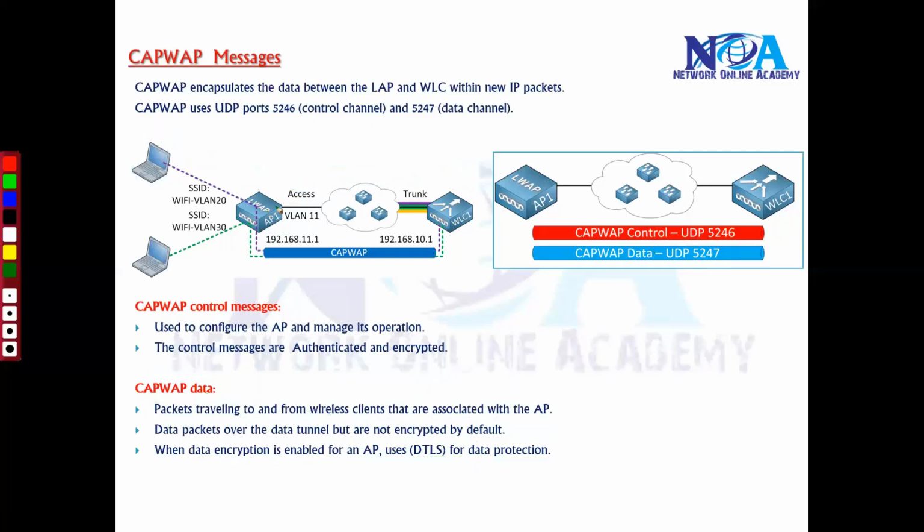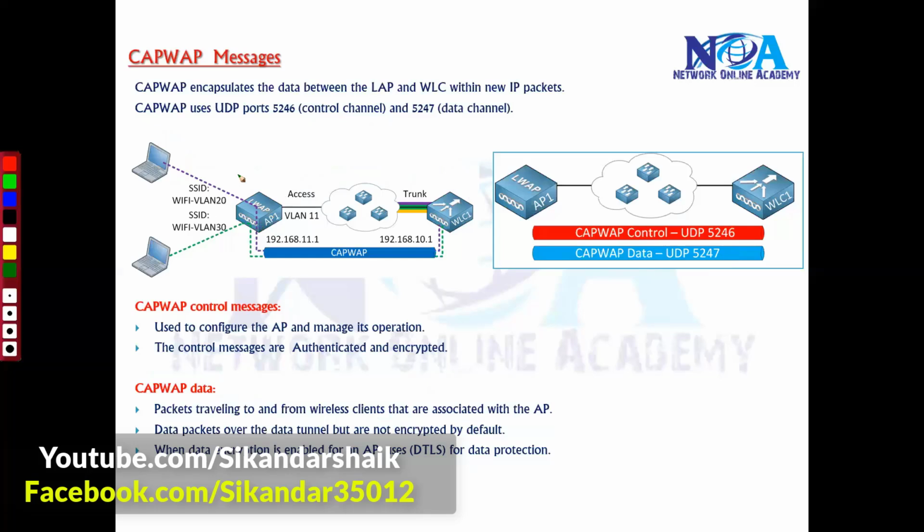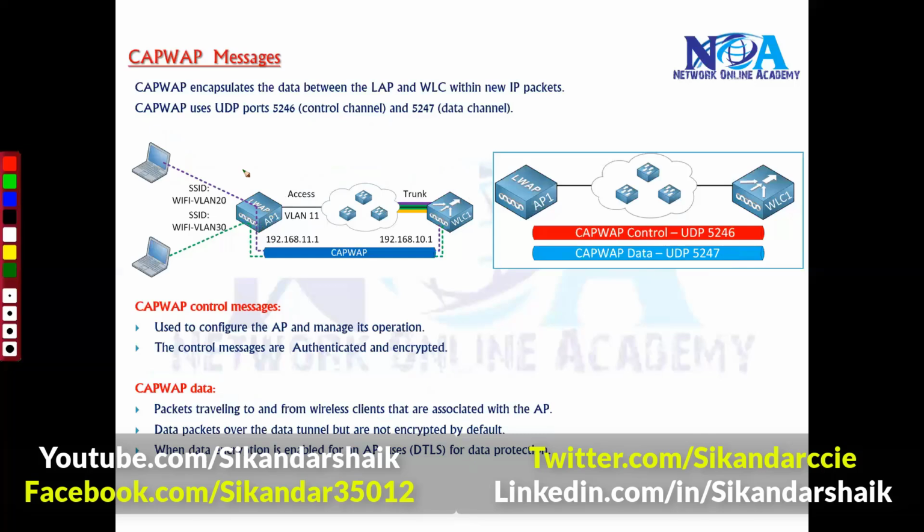Now, these are the two different kinds of messages. CAPWAP uses two different tunnels, one for the control messages and one for the actual data being sent from the client to the access point.